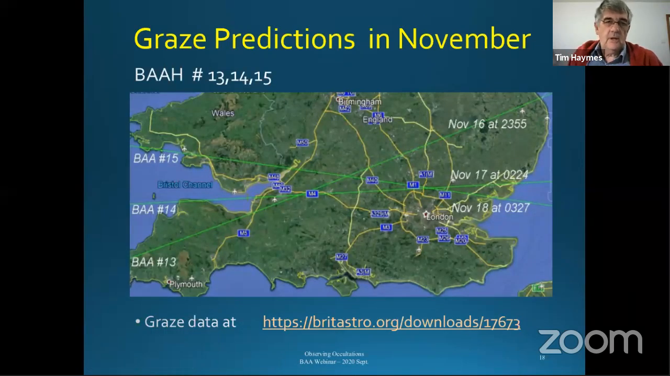These, incidentally, are the graze predictions in November, three of them taken from the BAA handbook, and I've plotted the KMZ limb lines across the UK. So I'm hoping to observe one of these, perhaps the November 16th event, which is near where I am. And the graze data is at the link at the bottom, if you fancy having a go and planning it yourself.